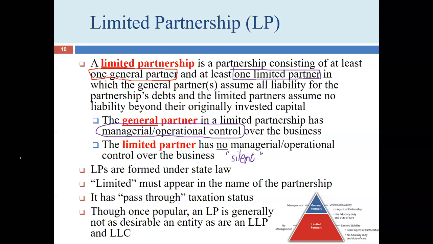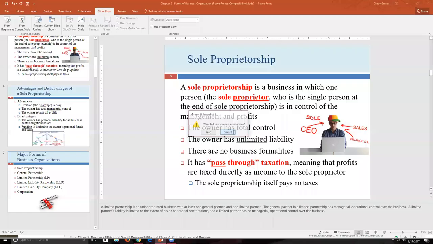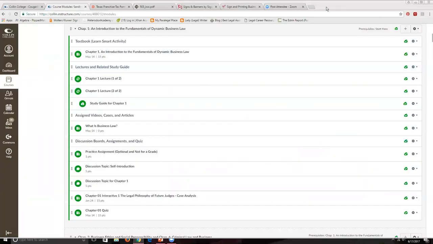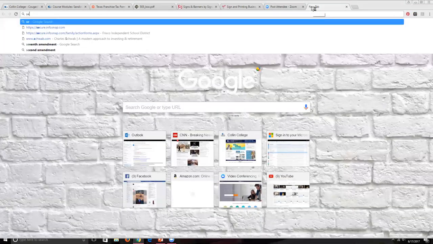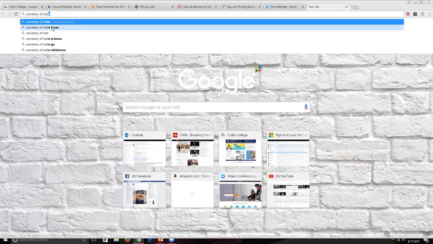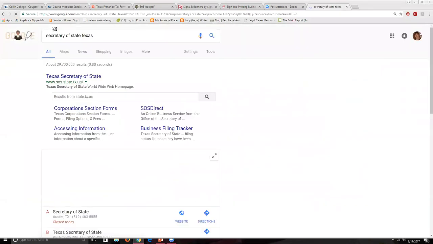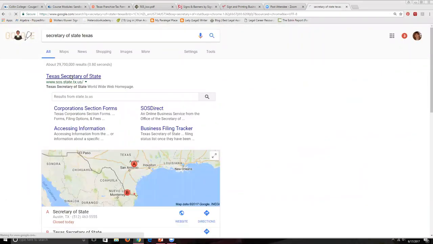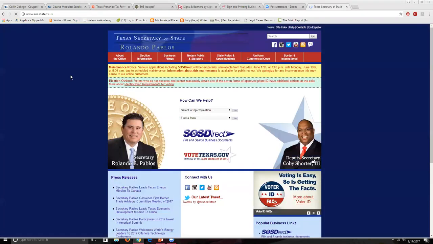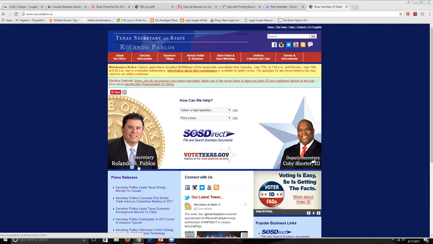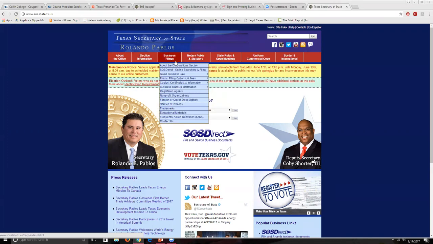Let's just pause here for a second and go to the website so we can see how that website works. So I'm going to go to Secretary of State, Texas. Every state has a Secretary of State, and this is where you file these types of documents. So here we're going to go into, and in most states it's similar to this. We can see currently Secretary Pablos is the secretary. And so we'll go to business filings.